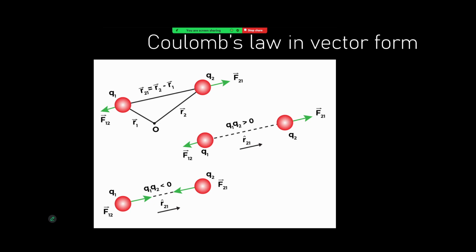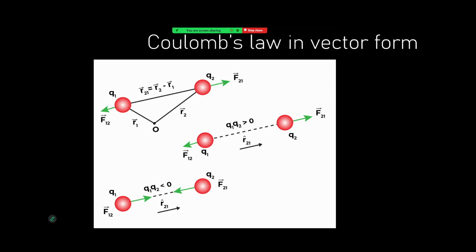Interestingly, note that if the product of the two charges is positive, then the two forces, namely F12 and F21, are away from the charges. They are going away from each other. On the other hand, if the product Q1 Q2 is negative, then you notice that the forces on both the objects are coming towards each other. That is, it is an attractive force. This goes with what we have said, that like charges repel each other and unlike charges attract each other.